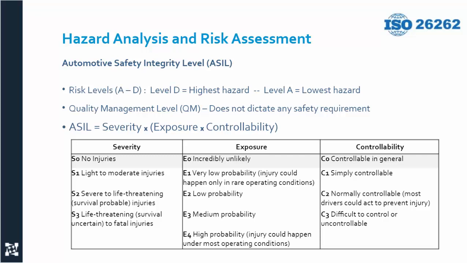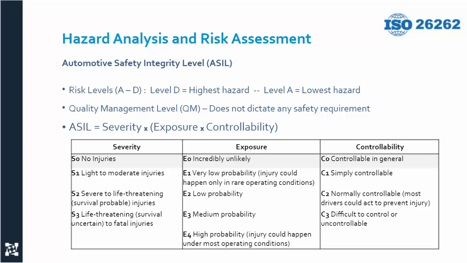So you may also, if you notice on the slide, there's a quality management level. If you happen to see a QM in certain documentation, this means that there is no safety requirement. So that may also show up in some documents. Now, ASIL can be determined and assigned by taking the severity. And you can see in this table that there are several severity levels of injury. And so you take that, then times the probability of the failure times the controllability, and you'll get your ASIL.